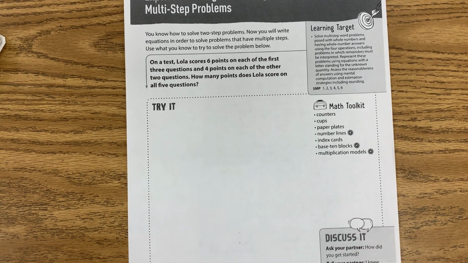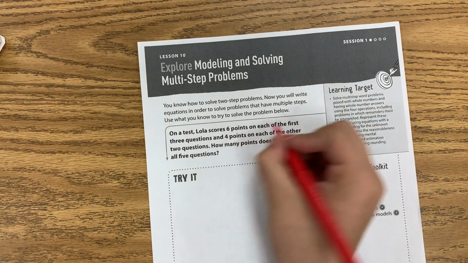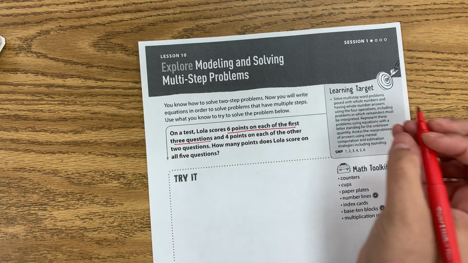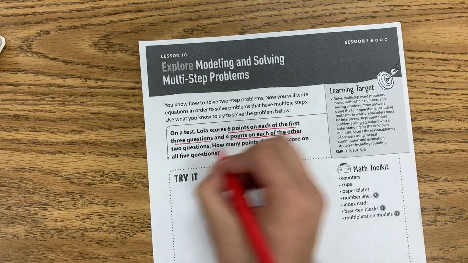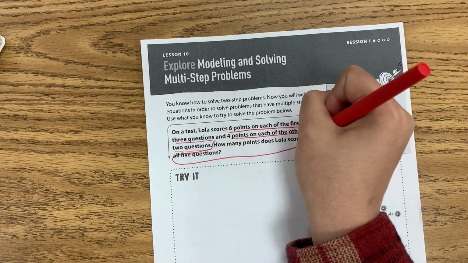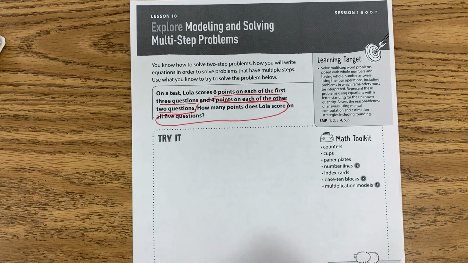So we're going to start on page 193. On the test, Lola scores 6 points on each of the first 3 questions and 4 points on each of the other 2 questions. How many points does Lola score on all 5? I circled that terribly. Sorry, friends.